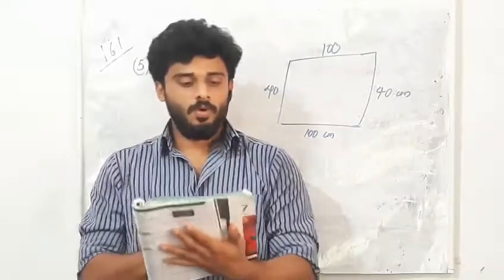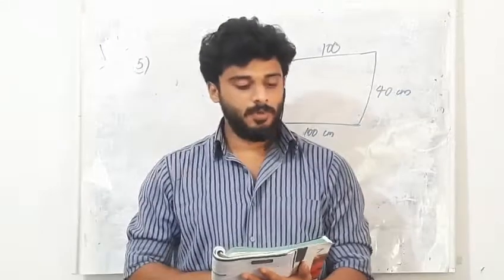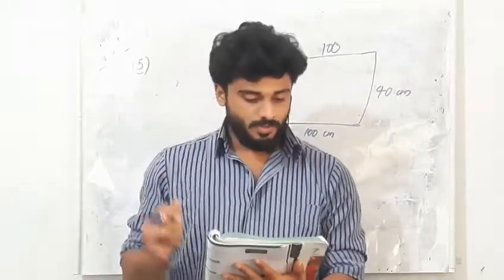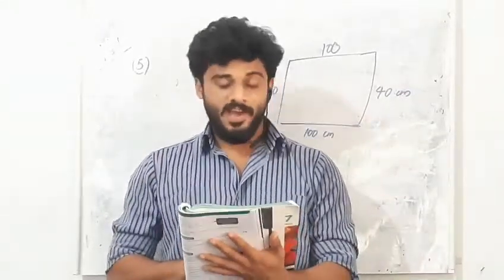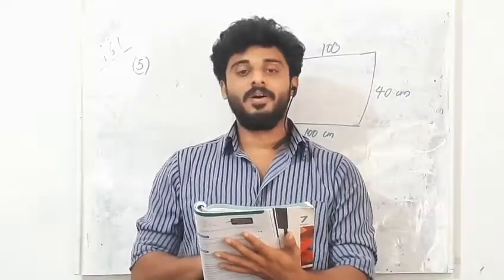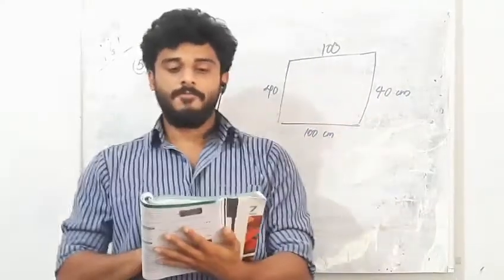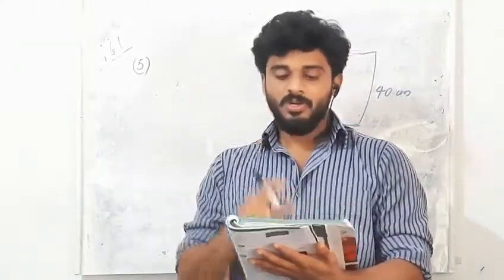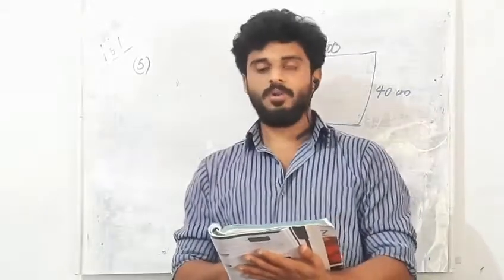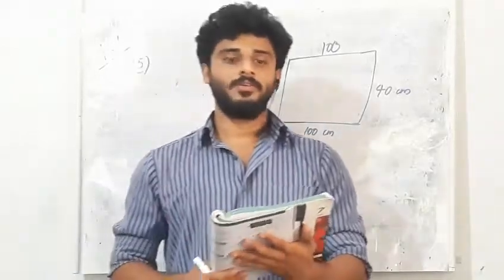Okay students, now we are on to our next question, question number 5 from the exercise 16.1. I will read the question. Julie has built a kennel whose base is in the shape of a rectangle of dimensions 100 cm by 40 cm. She wants to put a fence around it. Find the amount of fencing required in meters.